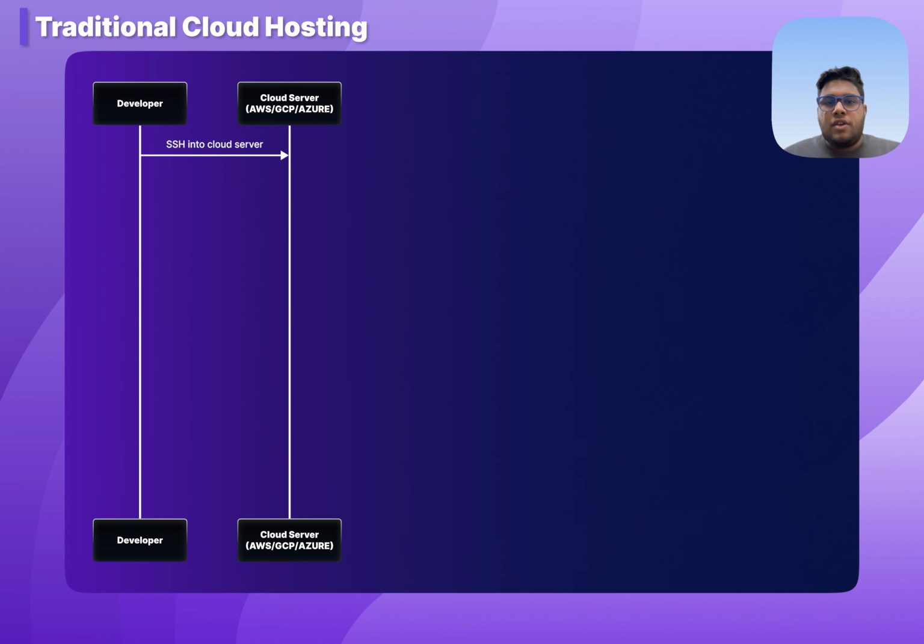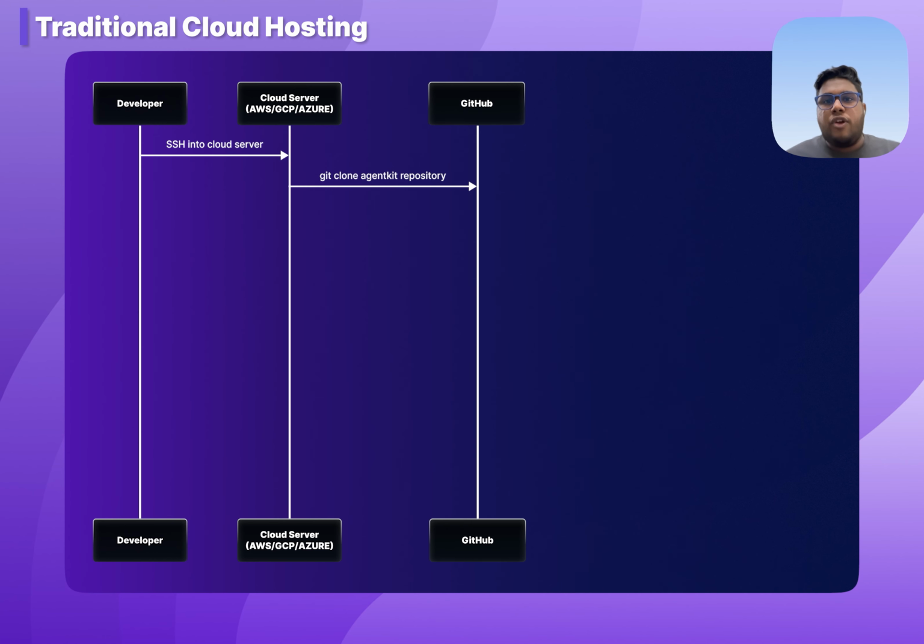And once that is done, you would build your agent kit repository or any of the repositories that you're working with. So you might have a different agent repository. You can just directly clone it into your cloud server. Once that is done, you get the repository files on GitHub. You follow all of the normal steps you do as a developer.